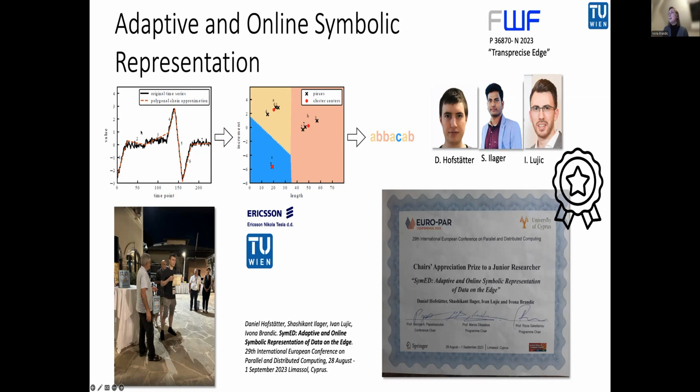And for this idea, one of my master students got a Jury Appreciation Prize at Euro-Par, which is one of the oldest conferences on parallel data processing. And this method opened also so many questions. What I would also like to ask you here is, what is the dimension that we trade off if we symbolize the data? Any idea?